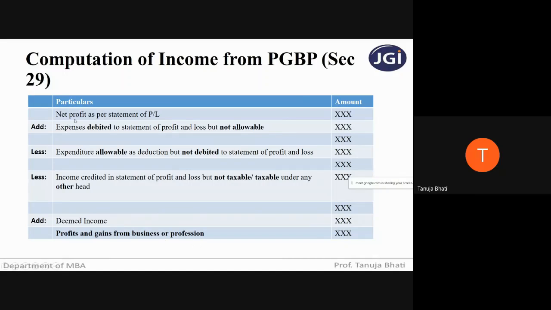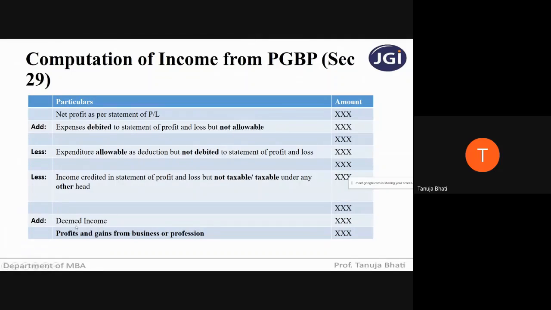First you have to take net profit as per the statement of P&L account. To that you need to add all the expenses which are debited to the P&L account, but actually they are disallowed, they are not allowed, so you're adding it back. Then you have to deduct all the expenditures which are actually allowed, but they were not debited to the P&L account. Then we have to deduct all the incomes which are taxable under some other head, but they were credited to the P&L account. And then we need to add deemed income.